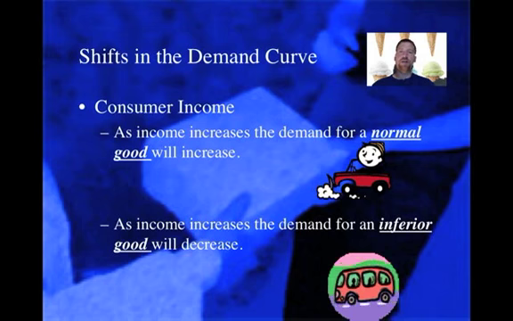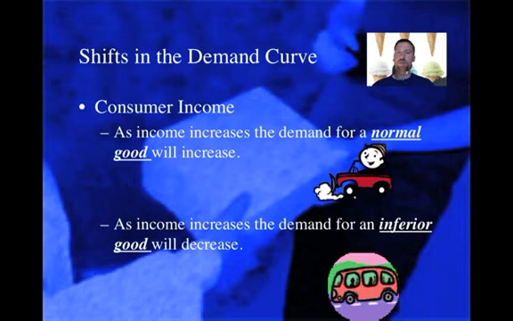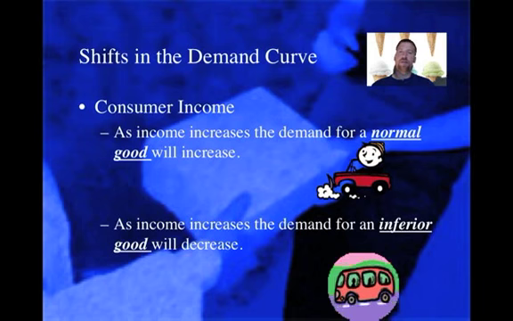And just note that if your income goes down, the opposite happens. Maybe I have to sell my house now. So the demand for a normal good goes down, and maybe now I need to buy an apartment. And so then the demand for the inferior good would go up.